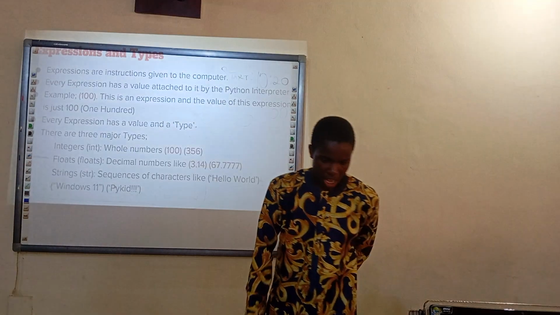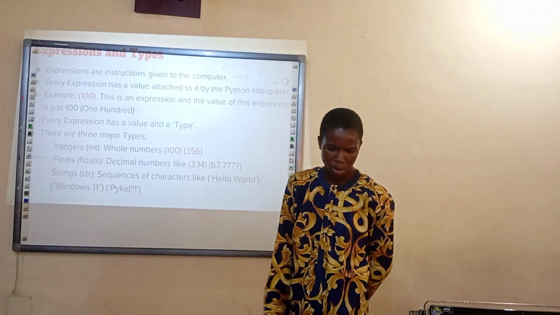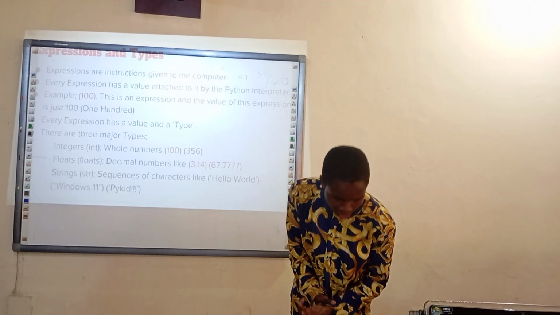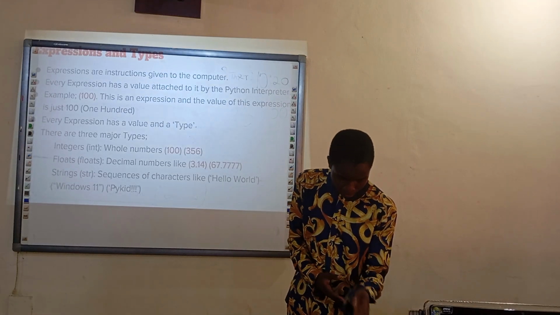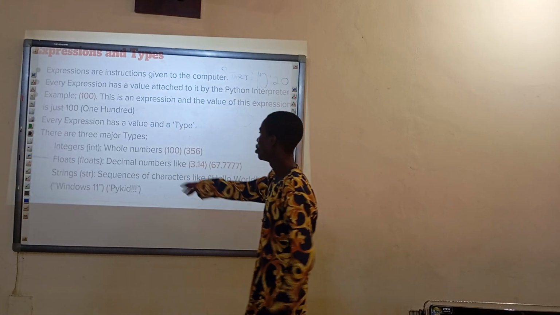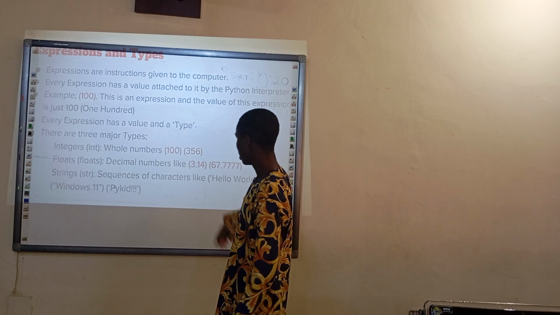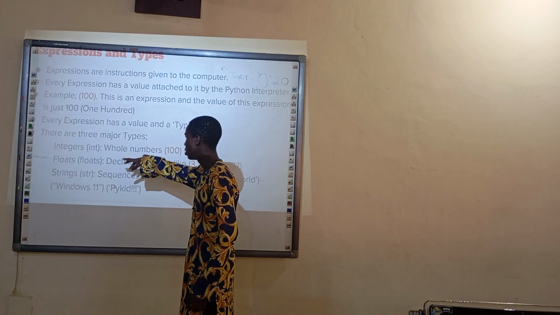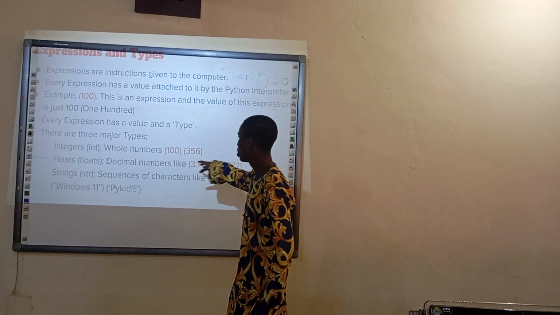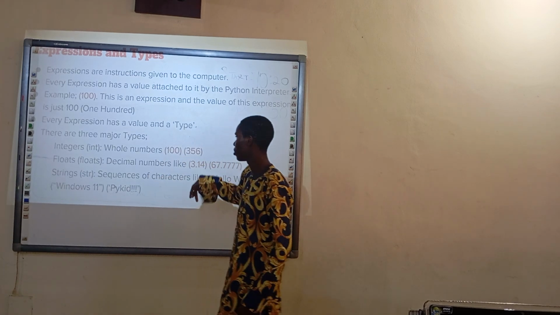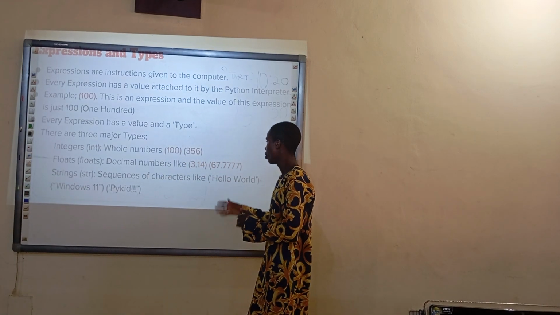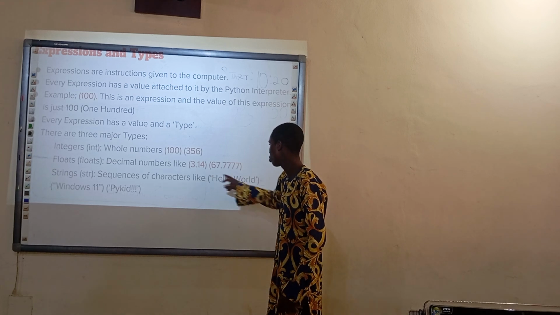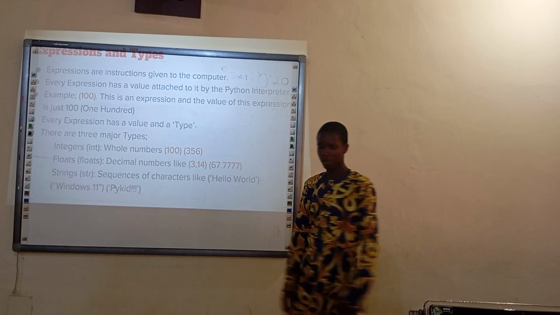So, expressions and types. In the notebook we use expressions, and these expressions have a value and a type, as I said here. Integers are whole numbers, these are decimal numbers, and strings are sequences of characters, like you see, placed inside quotation marks. This basically shows us that this is a string here.